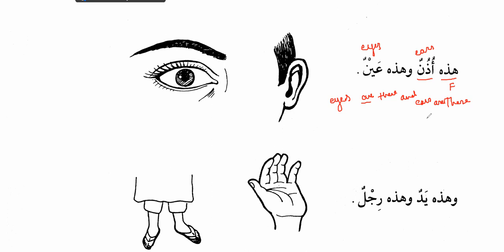And hadhihi yadun, same way here also. These are hands, because hands are also in pairs. And these are rijlun, legs. Yad, hand. Legs also are in pairs.